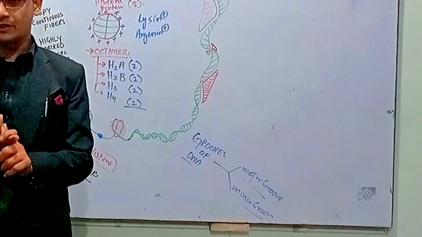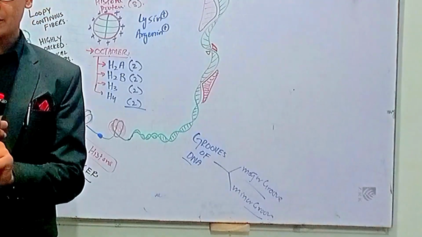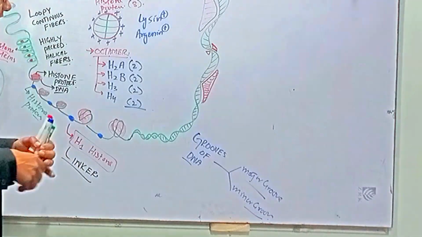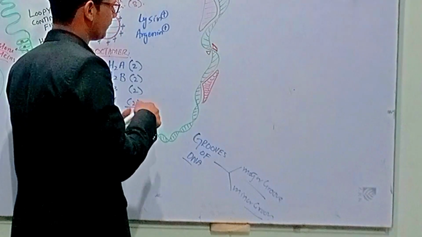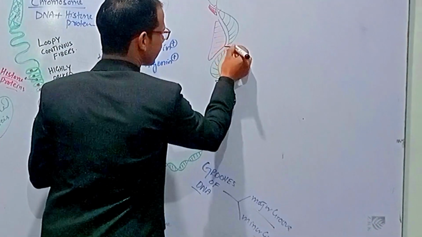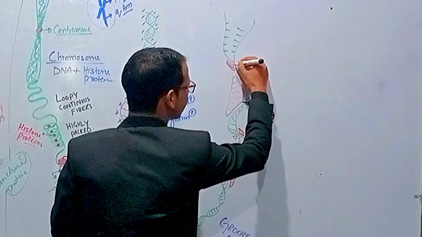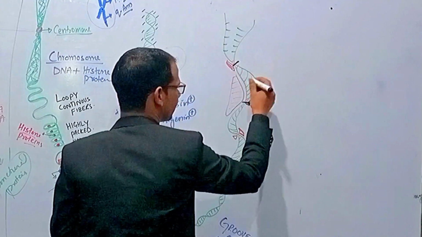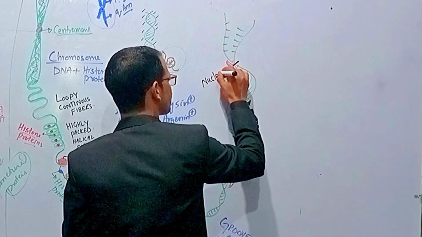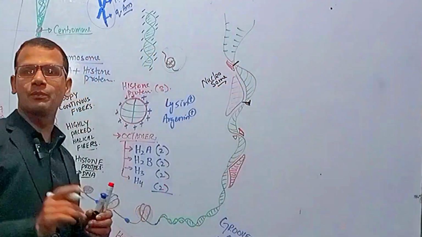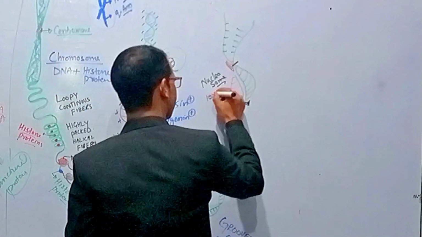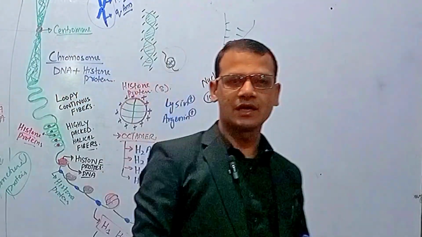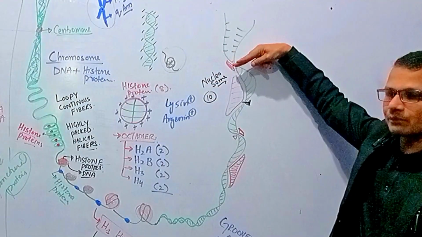Right? The space between one small groove and the other small groove is called a nucleosome. For example, this is a minor groove, this is a minor groove, and this is also a minor groove. So the distance between one minor groove and the other minor groove is a nucleosome, which is composed of mainly 10 nucleotides. And we can stop DNA replication by tightening this minor groove.